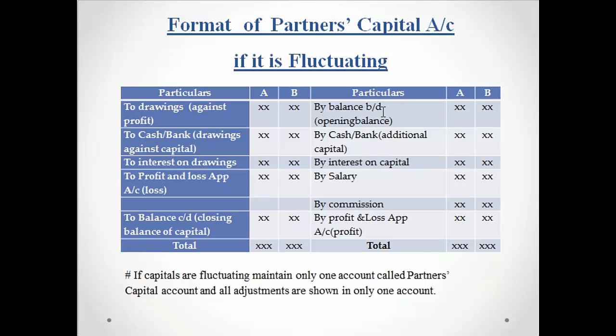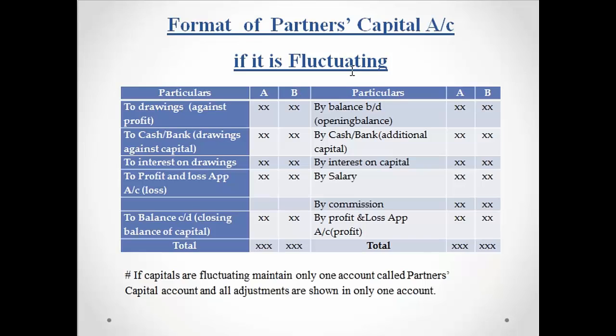So when we have to maintain the partners capital account according to the fluctuating capital method, this is the format of partners capital account, and the various columns provided are: the first column stands for particulars. I am providing a separate column for A, and a separate column for B. As I told you before, the firm has to maintain capital accounts separately for each partner. Why is it prepared separately? Because each partner has separate transactions with the firm. That is why the firm has to maintain partners capital account separately for each partner.